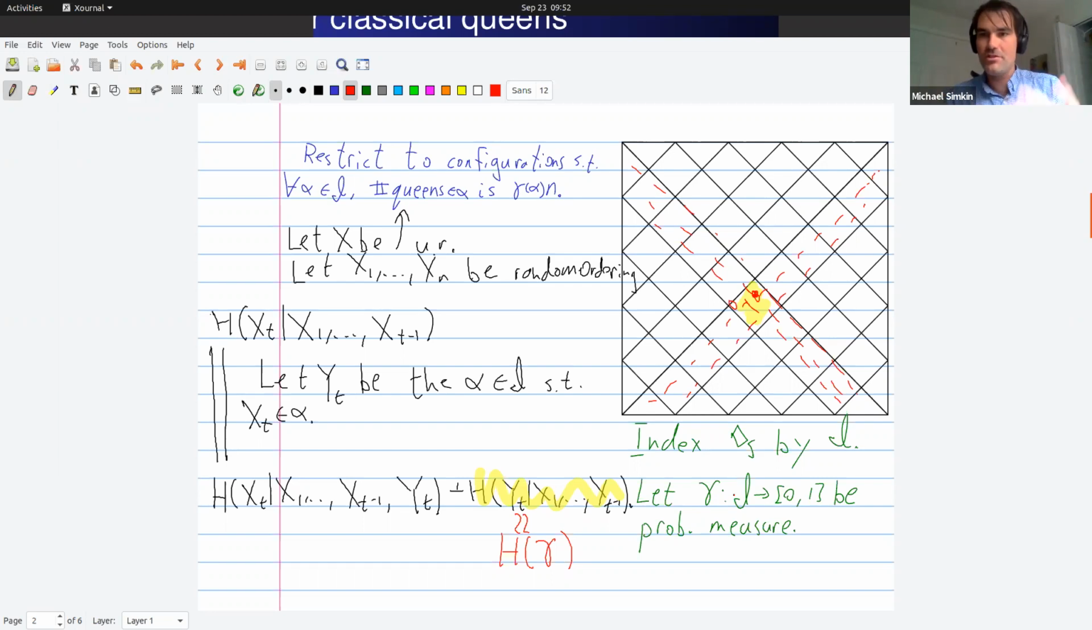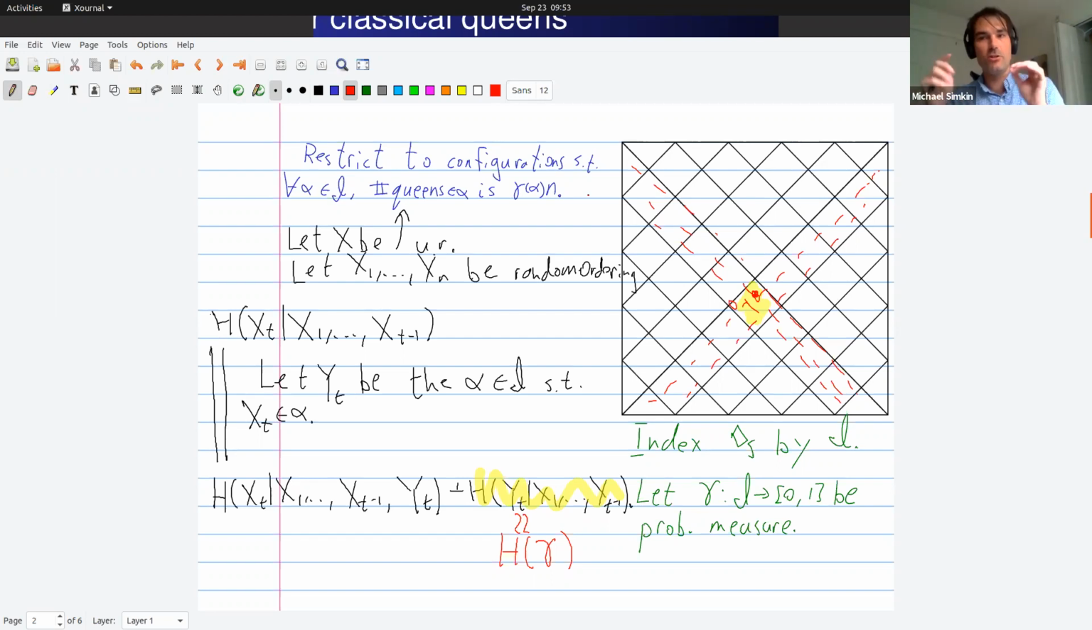And you can use the same kind of switching completion argument to show that this does produce an n queens configuration that matches the distribution gamma. And then you can calculate the entropy of this construction process, and you find that it matches the entropy of the upper bound that I've sketched how to calculate here. So this tells us that we've actually zoned in on the number of configurations that match this spatial distribution gamma. Okay, so this is the workhorse of the proof.